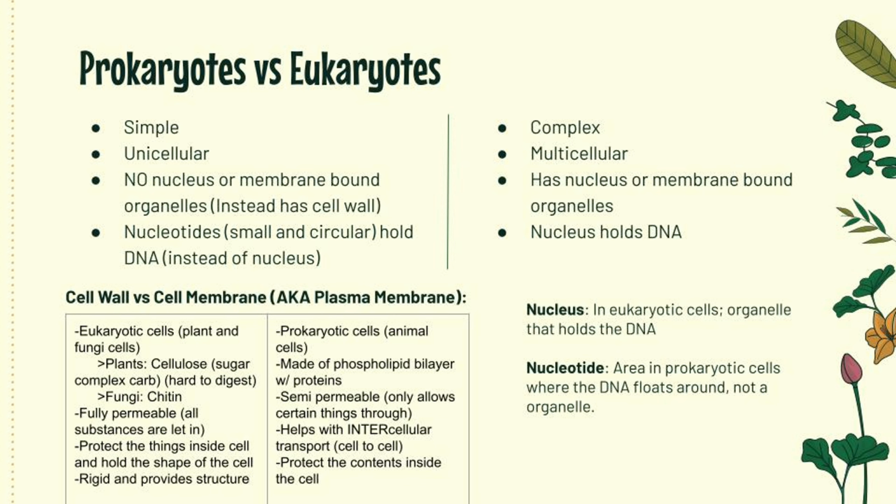Cell membranes are also known as plasma membranes, and they're found in prokaryotic cells, which are animal cells, and they're made of a phospholipid bilayer with proteins. They're semi-permeable, meaning they only allow certain things to come in and go out. They help with intercellular transport, which is cell to cell, and they protect the contents inside the cell. So they don't provide structure or shape to the cell like the cell wall does.